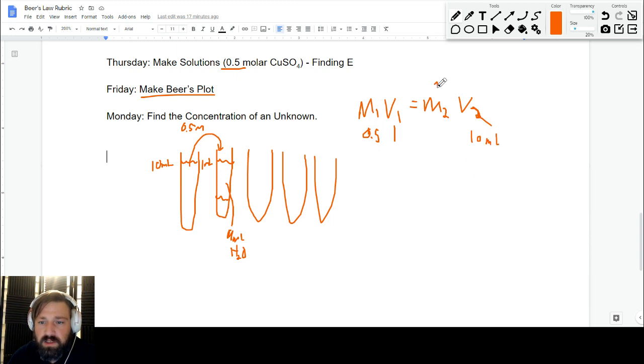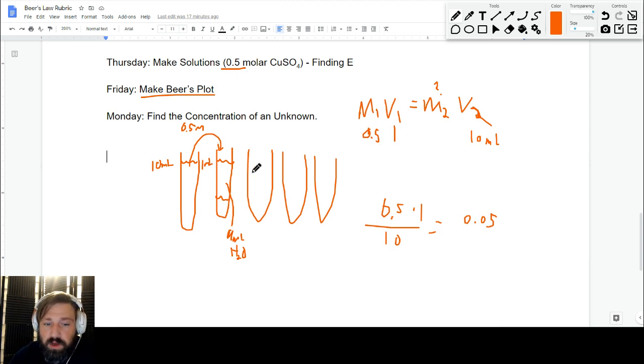So what is this new molarity going to be? We'll do a little bit of algebra. 0.5 times 1 over 10. What is this going to be? Well, 0.5 divided by 10 is going to be 0.05. There we go. So this is how we're going to go through and make a dilution.